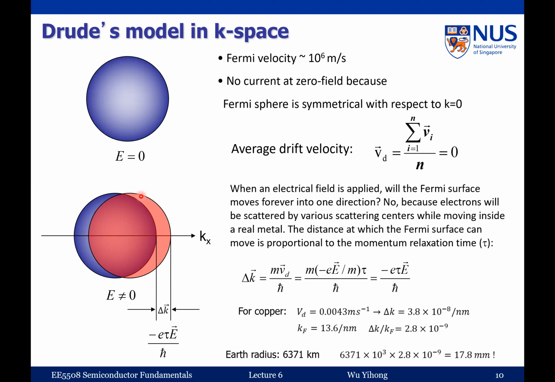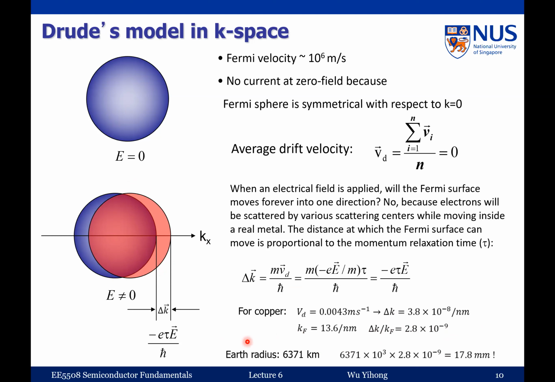So this is basically exaggerated. It means that it's an enlarged view, and actually this Fermi surface will not shift by this amount. It will shift by a very, very small amount. But it's difficult to see that. That's the reason why we show it looking like the Fermi surface shifted by a very large amount, but actually not. The ratio, you can see, is 10 to the power minus 9. This means that it will just shift a very, very small amount.